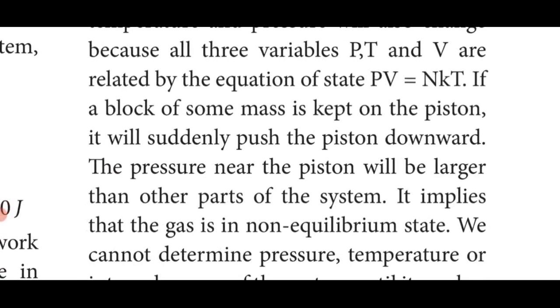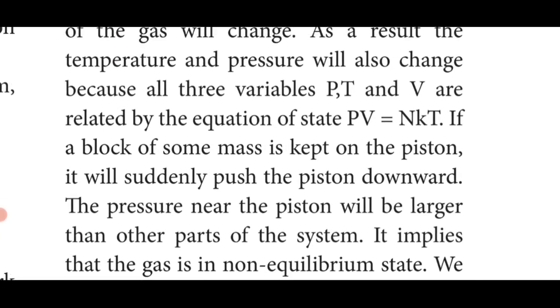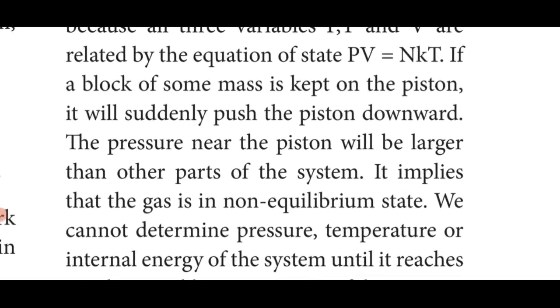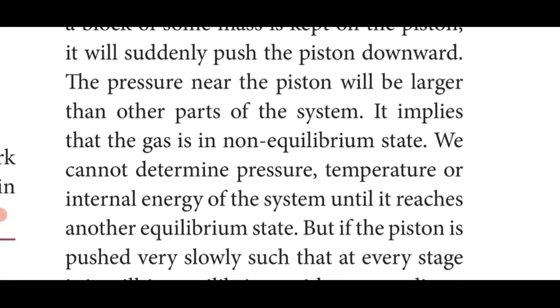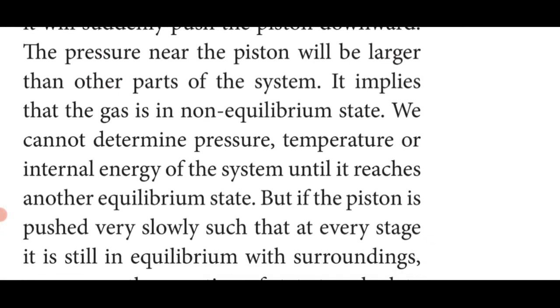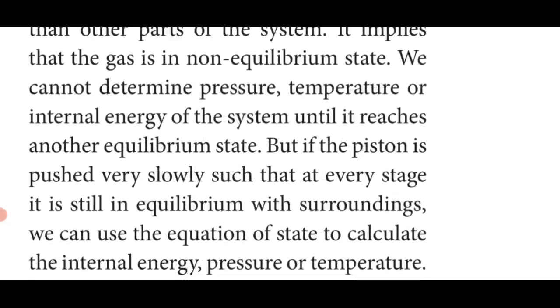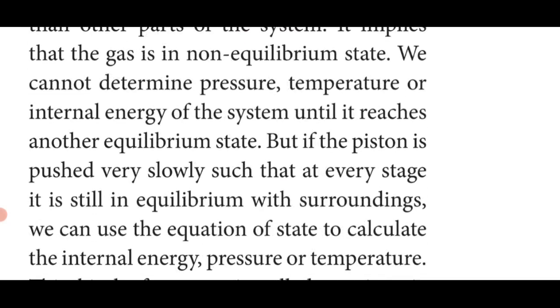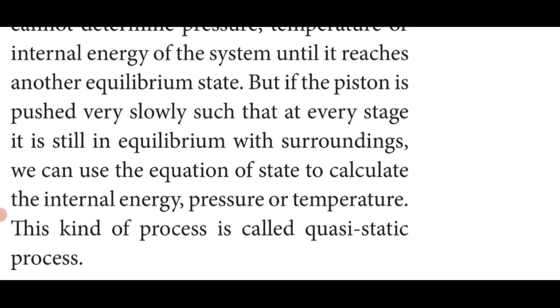We know the ideal gas equation. What is the ideal gas equation? PV is equal to NkT. So if a block of some mass is kept on the piston, it will suddenly push the piston down. So the pressure near the piston will be larger than in the other parts of the system. It implies that the gas is in a non-equilibrium state. We cannot determine the pressure, temperature or internal energy of the system until it reaches another equilibrium state.